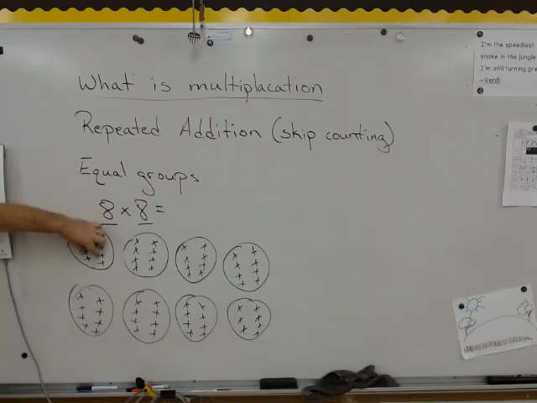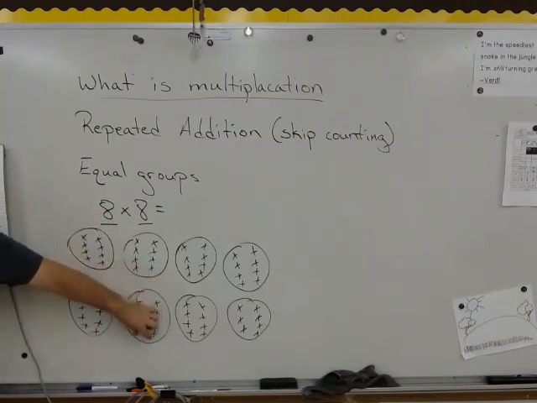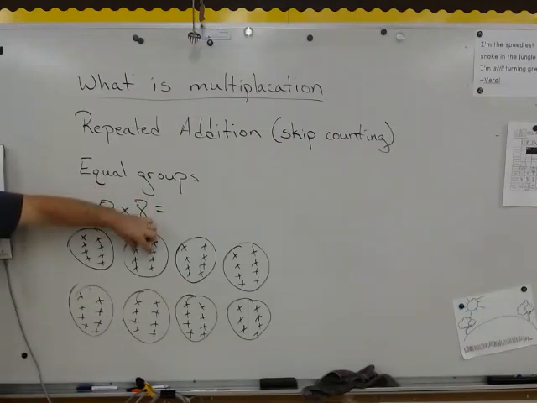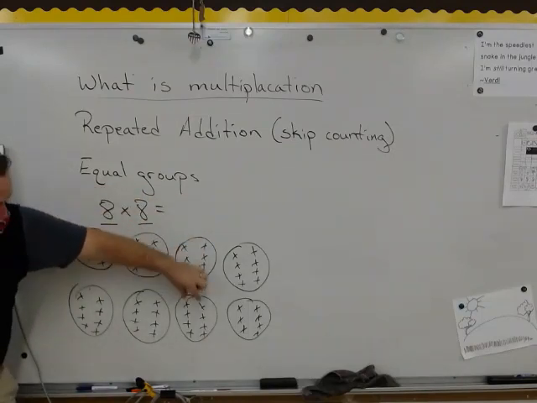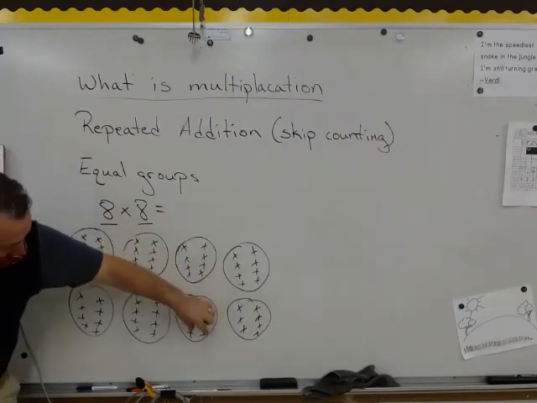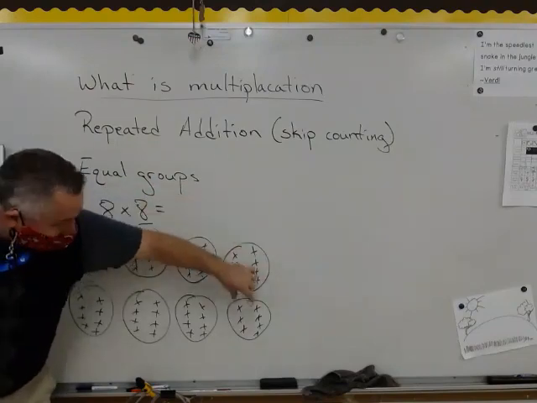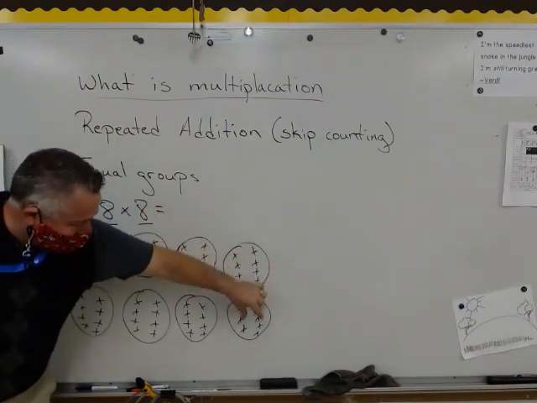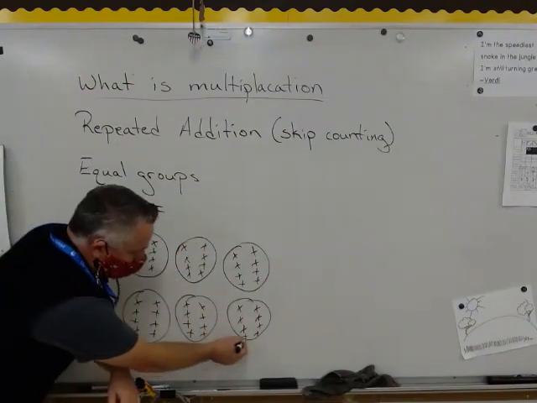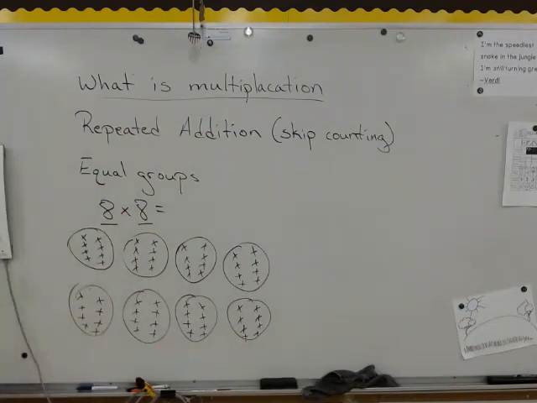Go like 2, 4, 6, 8, 10, 12, 14, 16, 18, 20, 22, 24, 26, 28, 30, 32, 34, 36, 38, 40, 42, 44, 46, 48, 50, 52, 54, 56, 58, 60, 62. Oh, I missed one, 64. And I get my 64.